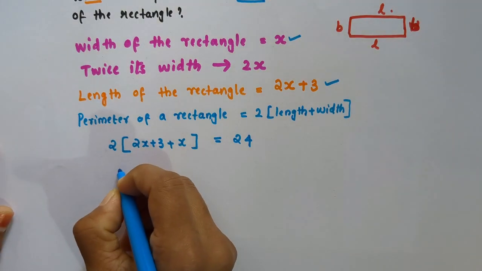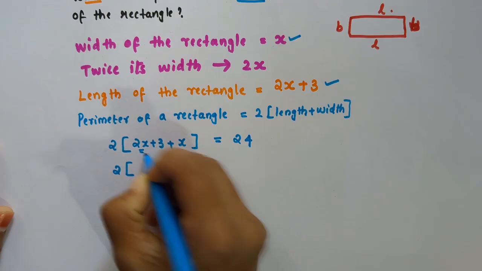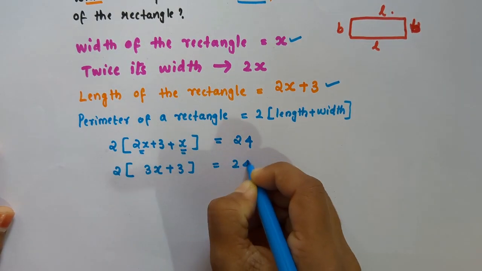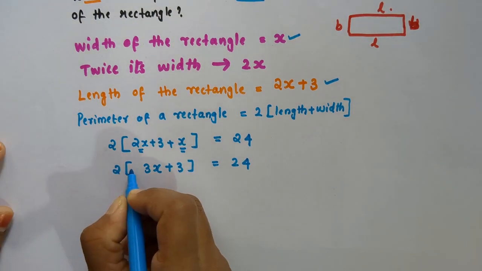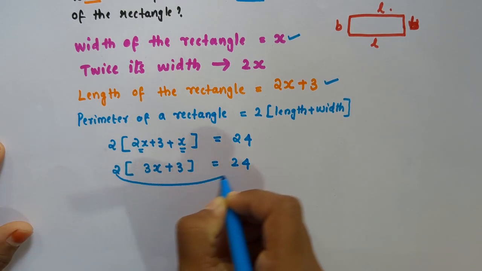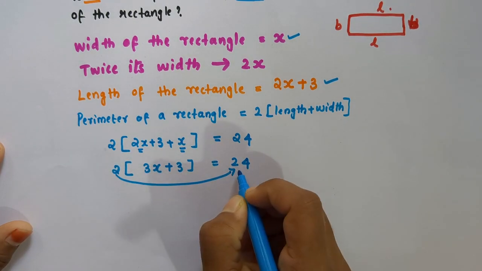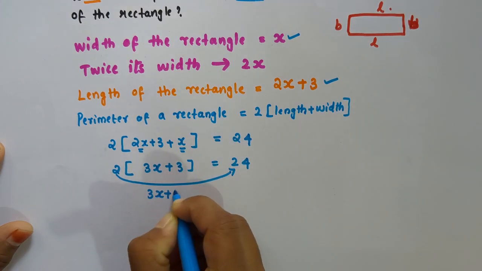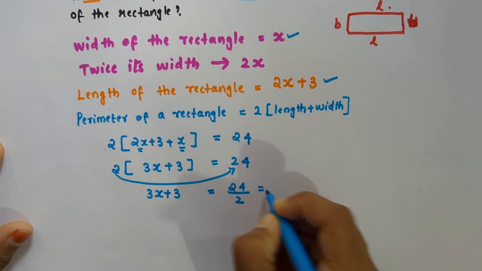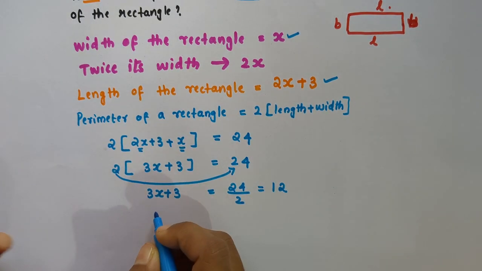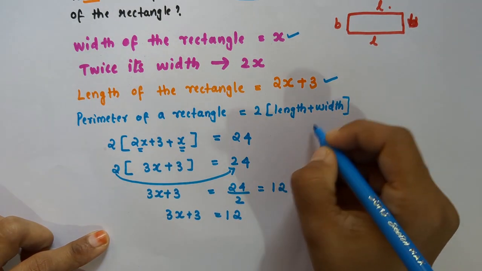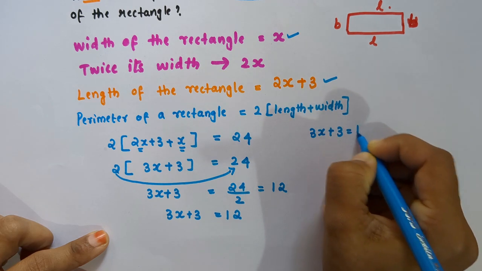This can be written as 2 into (2x plus x, that is 3x) plus 3. This is equal to 24 centimeter. See, this is 2 into (3x plus 3), so this is in the multiplication format. When I take this 2 to this side of the equation, it goes to the denominator, that is division format. So we can write 3x plus 3 equals 24 divided by 2. 24 divided by 2 is 12, since 12 2s are 24. So 3x plus 3 is equal to 12.